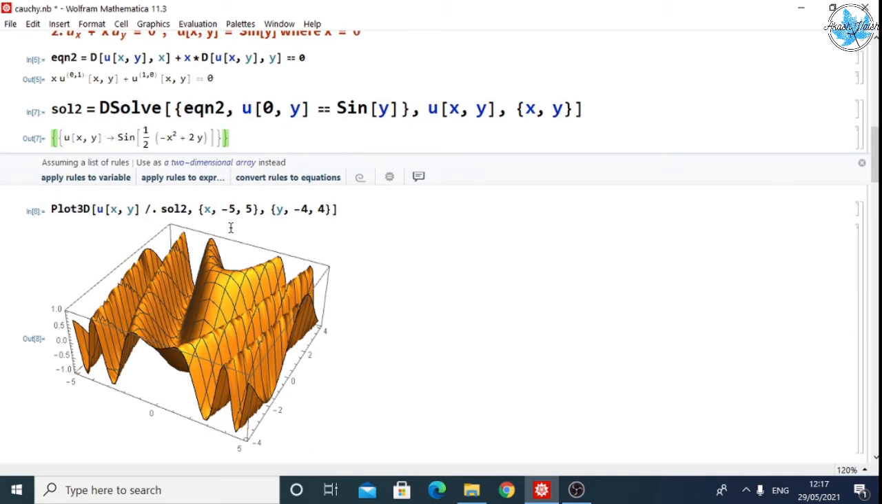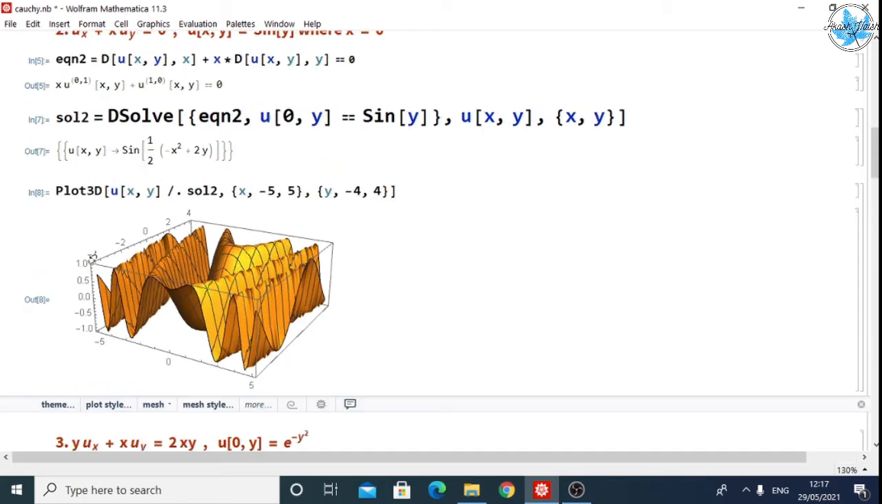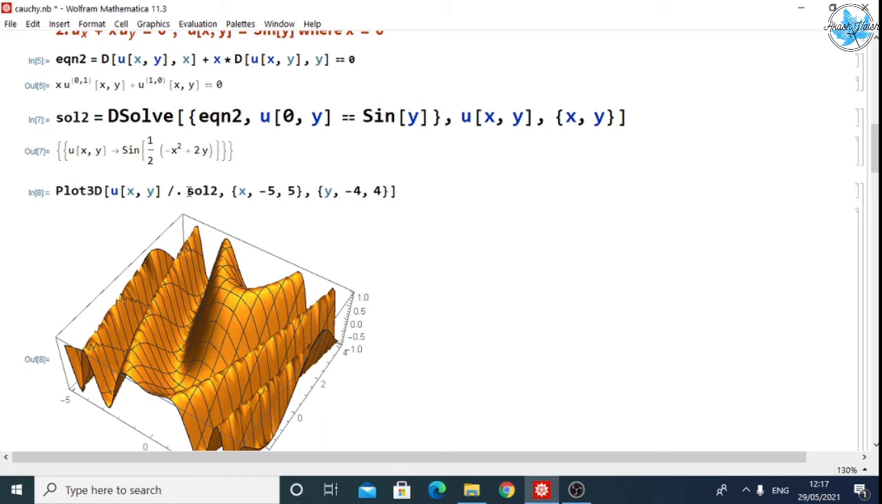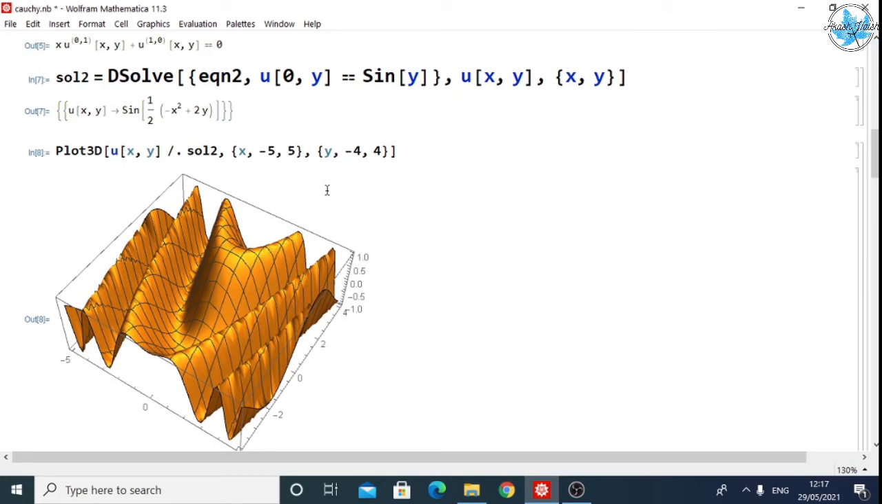For this you will use the Plot3D command, and for the Plot3D command, just write u of x comma y /. which is already stored in sol2. Then define the domain x from -5 to 5 and y from -4 to 4. You can also take any domain. So I hope now it's clear. So let's see the third example.